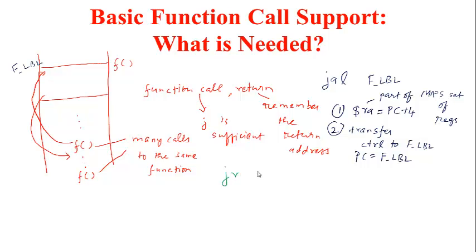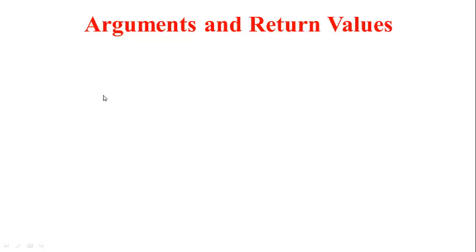So jump register takes one register as argument. It can be any of the 32 registers. However, the function call return, if it does JR $RA, you realize that the function call will return to the correct point. So these two instructions, JAL and JR, are enough to support this particular example of function call we have seen. Now what about arguments and return values?